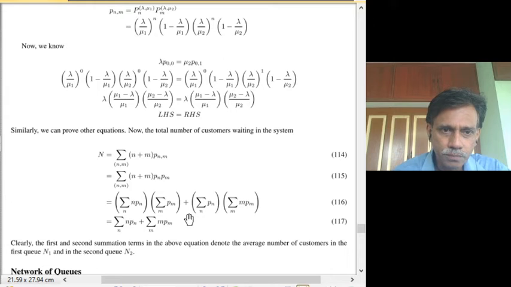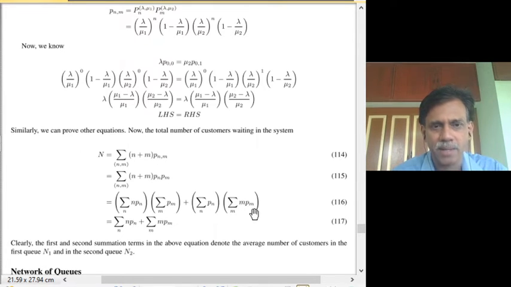Sorry, yeah, this way: sigma over n of n Pn plus sigma over m of m Pm, plus sigma over n of n Pn into sigma over m of Pm. That way we can write. You would see that this is 1, similarly this is 1. So what we get is sigma n Pn plus sigma m m Pm, which is nothing but the average number of customers in the first queuing system plus the average number of customers in the second queuing system.